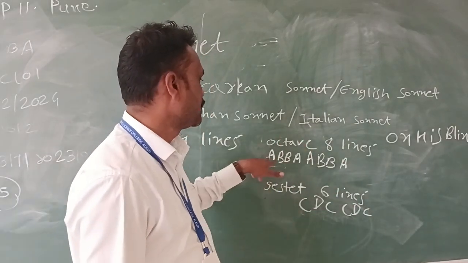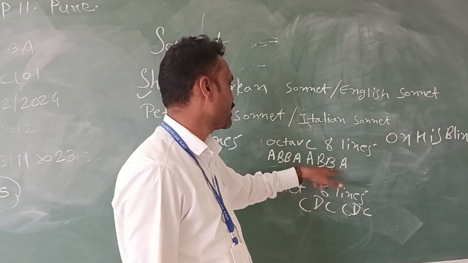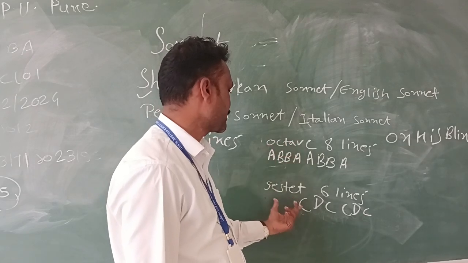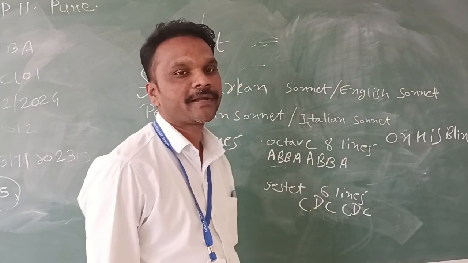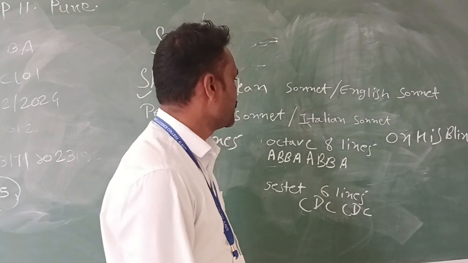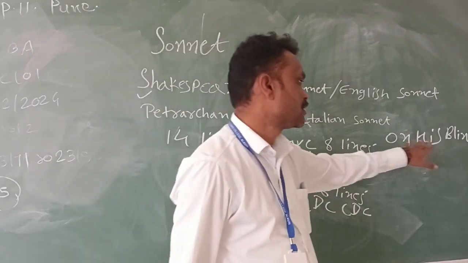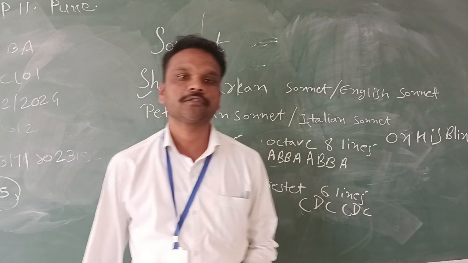The rhyme scheme is A B B A A B B A in the octave and C D C C D C in the sestet. The best example of the Petrarchan sonnet is John Milton's On His Blindness. So that is all about the sonnet.